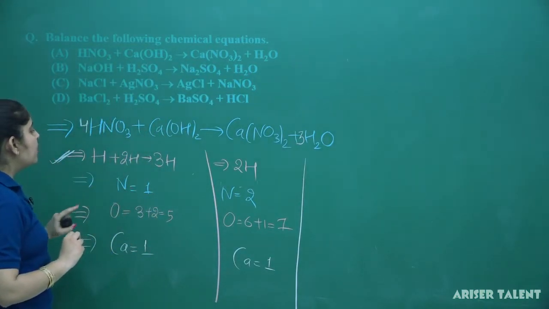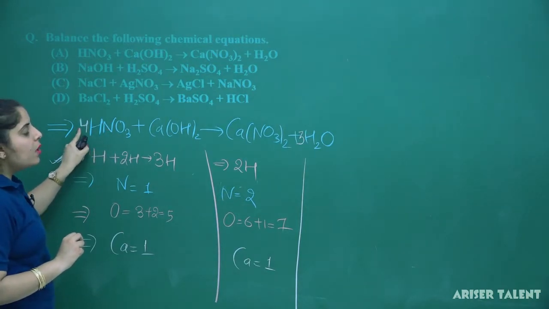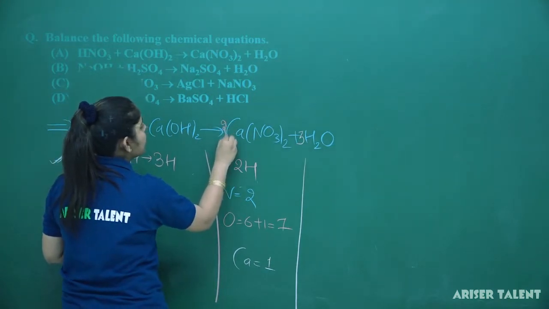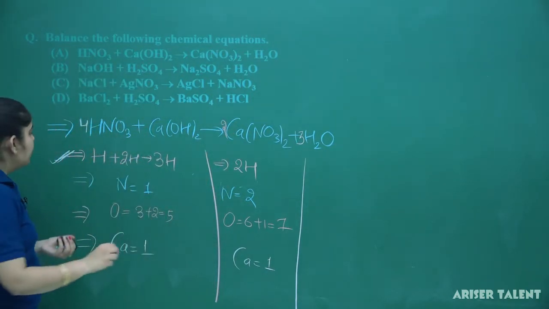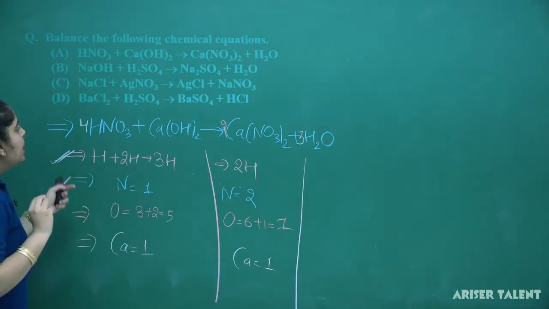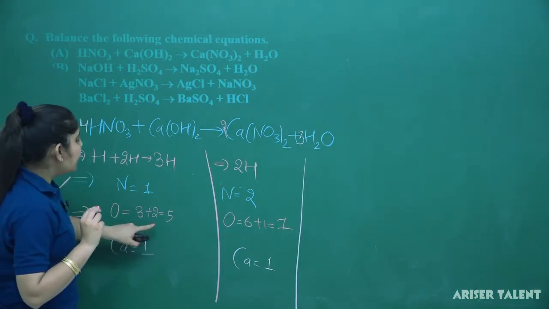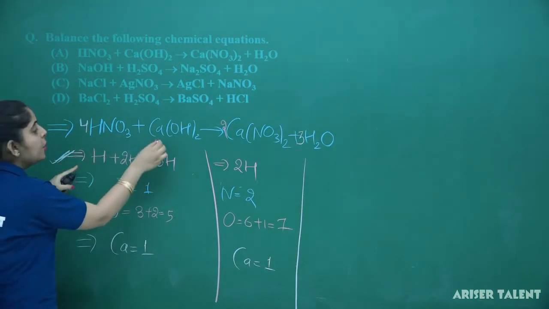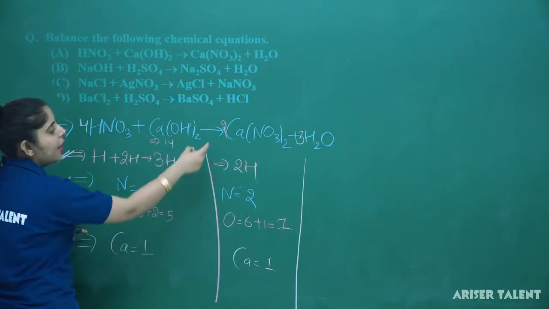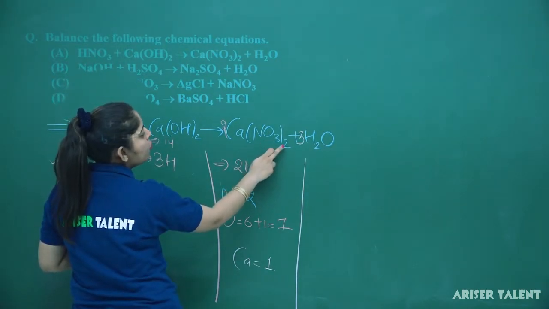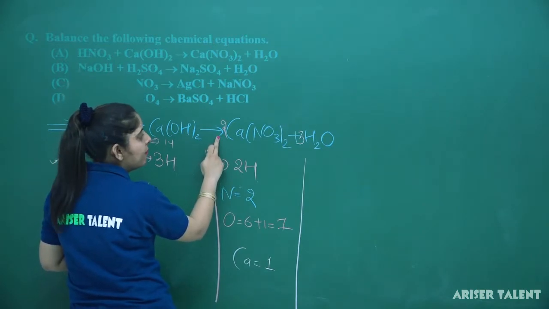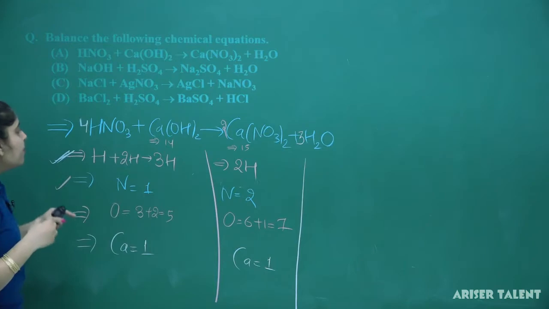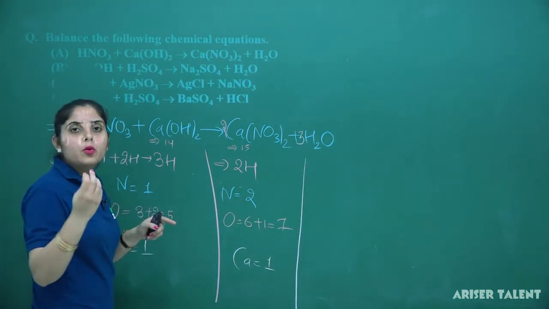Now coming to the nitrogen. Nitrogen we have 4 and here only 2. So I am putting 2 over here. So nitrogen is balanced, that is equal to 4 and 4. Now coming to oxygen, oxygen here is 5, and here we have 4 into 3, 12, 12 plus 2, 14. And here oxygen is 3 into 2, 6, 6 into 2, 12, 12 plus 3, 15. Firstly, we will balance the calcium and later on proceed to oxygen.